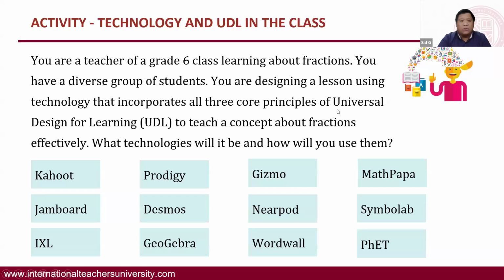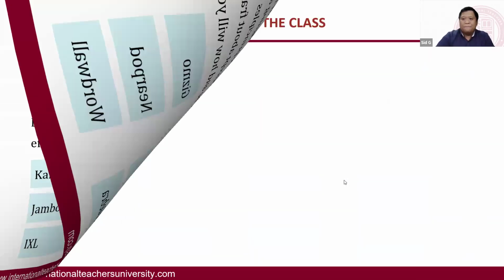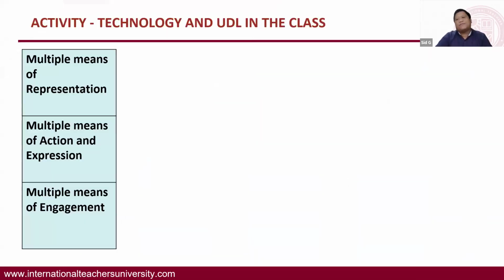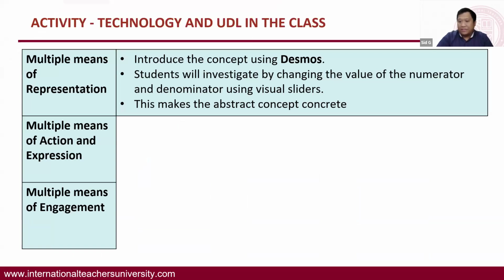Maybe Kahoot. Kahoot is gamified. Desmos for equations. Okay, but also Desmos can perform fractions. That's really good, Desmos for that. Okay. All right, so let's see. Multiple means of representation. What about Kahoot?